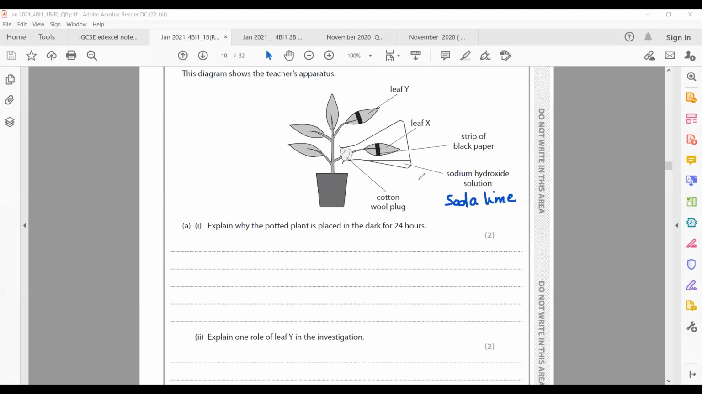To remove the carbon dioxide. Very good, of course. Will leaf X photosynthesize in the absence of carbon dioxide? No. Very good. So he put leaf Y as a control, to compare with leaf X to see whether leaf X photosynthesizes or not. It also shows that leaf Y performed photosynthesis and leaf X did not. So that means carbon dioxide is necessary for photosynthesis, together with light of course.